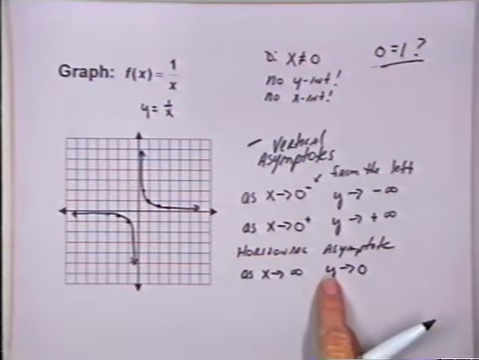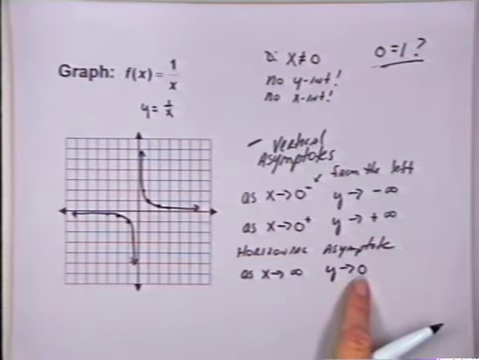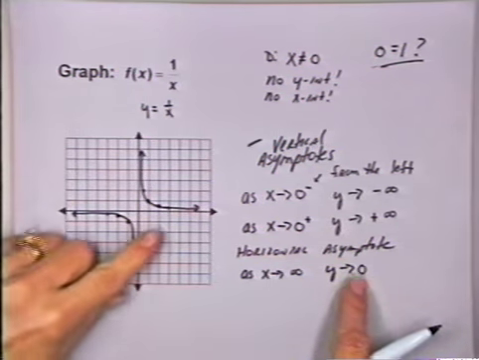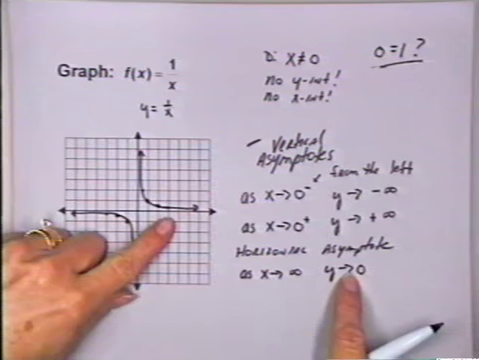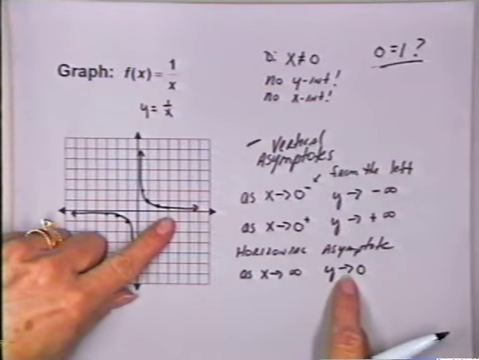Notice I'm not putting an equal sign here. I'm not saying y equals 0 because it can't. But I'm just saying as x keeps getting bigger and bigger and bigger, y is getting very close to 0. We read that approaches means getting close to.